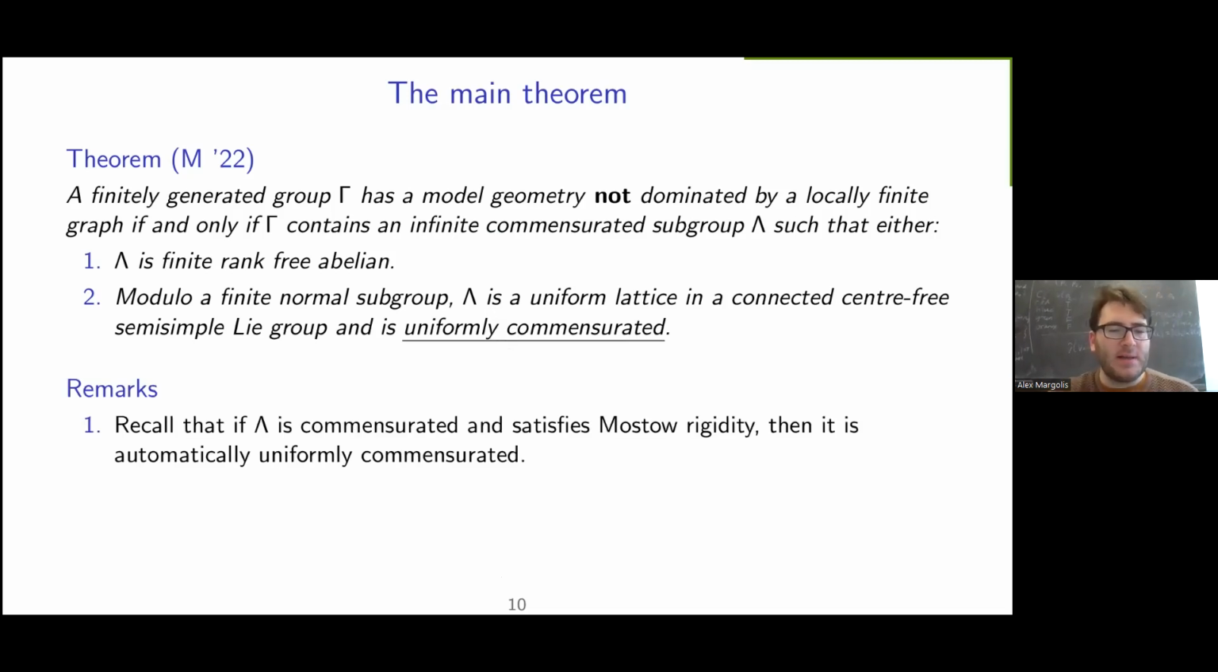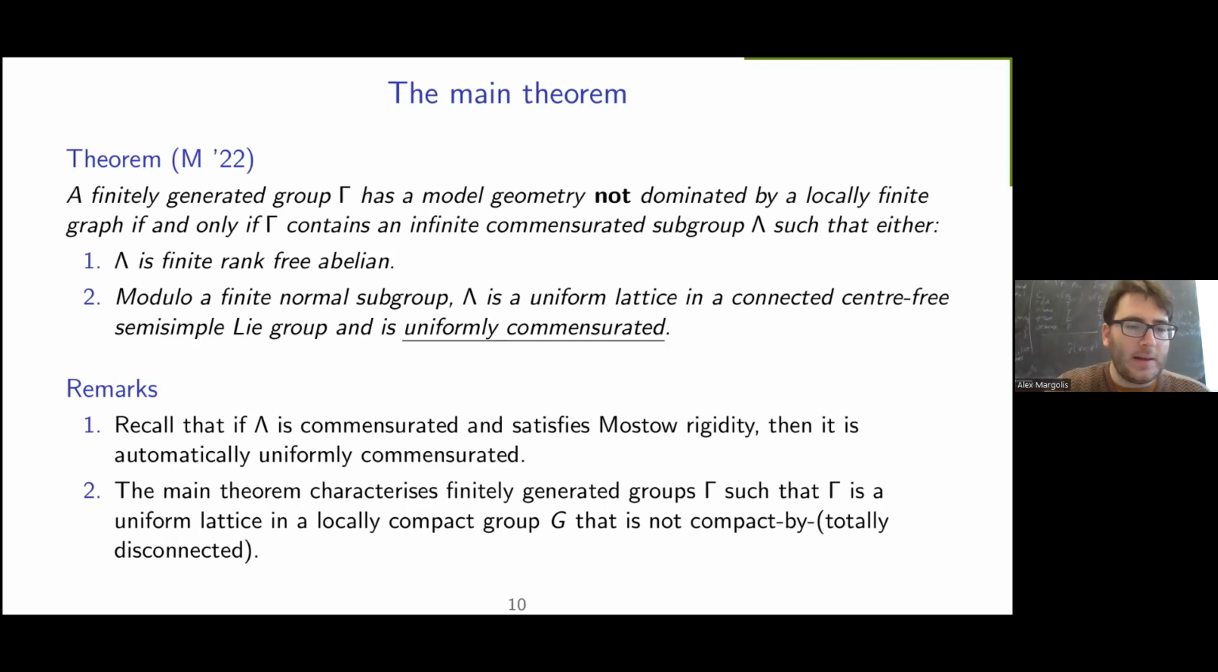As I mentioned earlier, if lambda satisfies Mostow rigidity, which happens for most commensurated subgroups, essentially the only exceptions are when lambda is a surface group, or when it splits as a direct product where one of the factors is a surface group. If that doesn't happen, then lambda satisfies Mostow rigidity, and so by the example on the previous slide, it's uniformly commensurated.